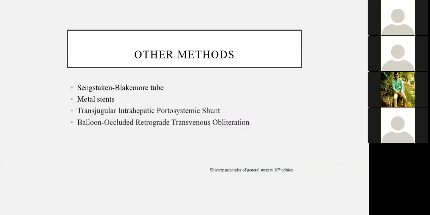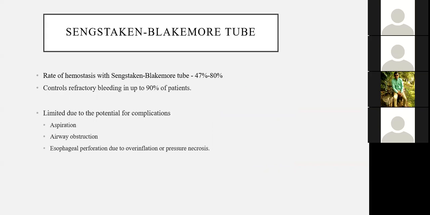The other methods include Sengstaken-Blakemore tube, metal stents, transjugular intrahepatic portosystemic shunt, and balloon-occluded retrograde transvenous obliteration. The Sengstaken-Blakemore tube achieves hemostasis at a rate of 47 to 80%, and it controls refractory bleeding in up to 90% of patients. The limitations of this method include aspiration, airway obstruction, and esophageal perforation because of overinflation.